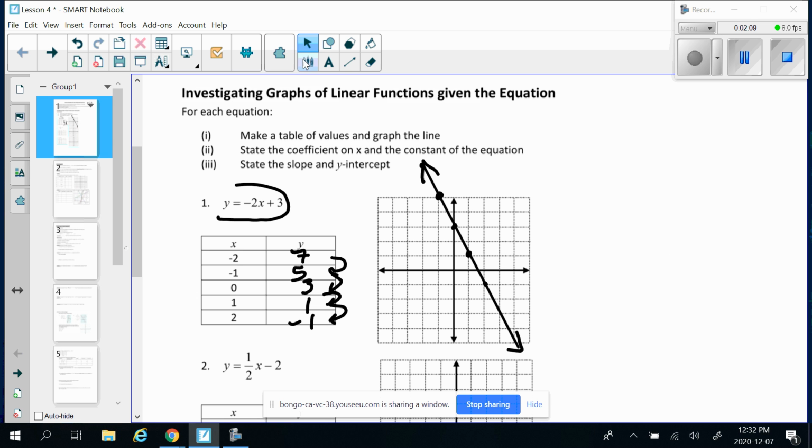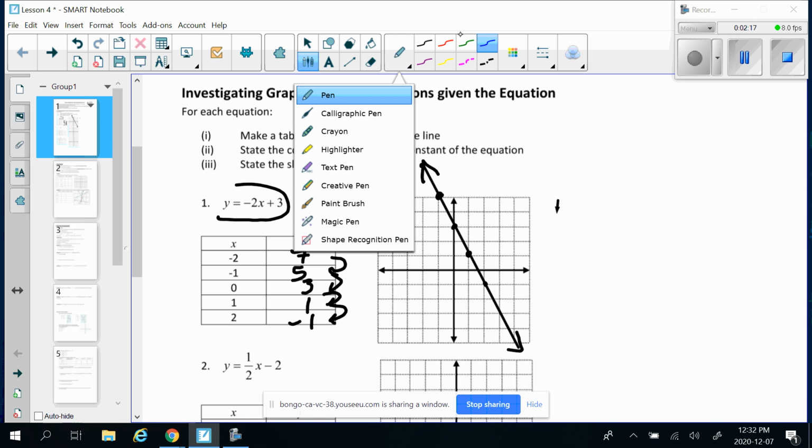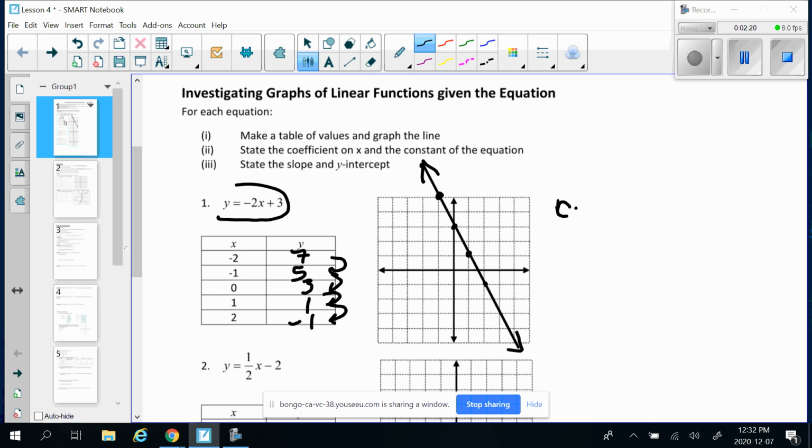because I want to answer the next question, which is, state the coefficient on x and the constant of the equation. So the coefficient of x, you can see from the equation, is actually -2. And then the constant of the equation is 3.